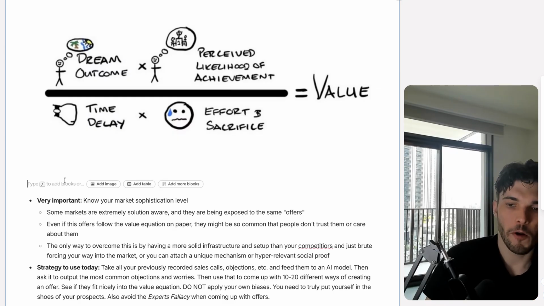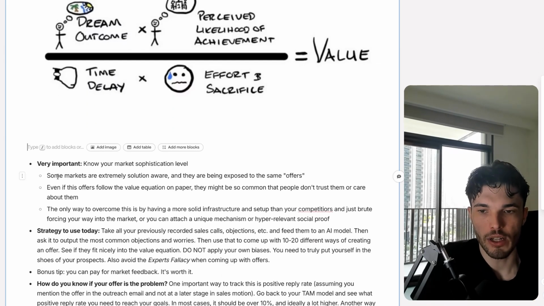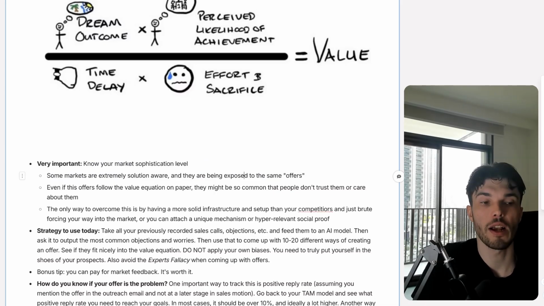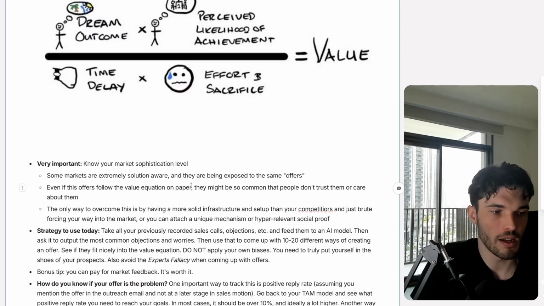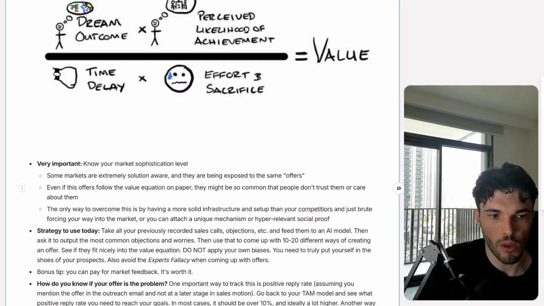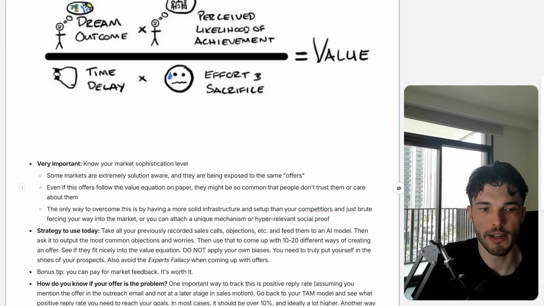Now, it's very, very important that you know your market sophistication level. Some markets are extremely solution aware and they're being exposed to the same offers again and again. So even if you have the most crazy guarantee in the world, saying we're going to get you this amount of revenue, and if we don't, we'll pay you back $5,000, they've seen that before. It's not even going to change their mind. Some markets are just like that.